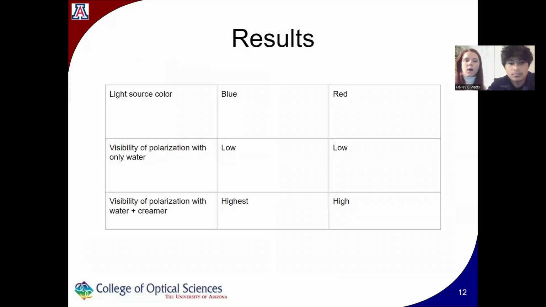So for our results, as we've stated previously, the visible polarization of the blue light with only water was pretty low. We can't really see much polarization with our naked eye. Of course, there is some polarization still there, but it's not really visible. And then when we put the coffee creamer in comparison with the red, we can see that the blue light is visibly more highly polarized than the red light.